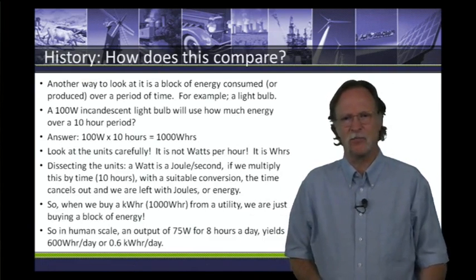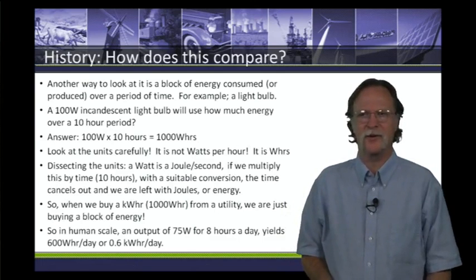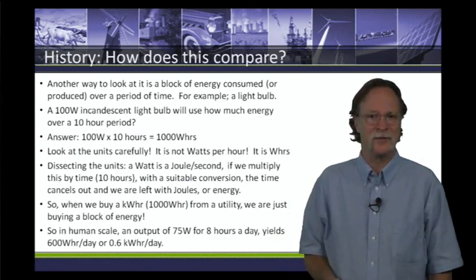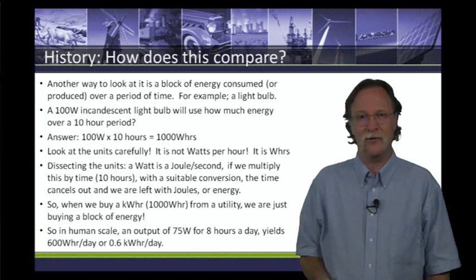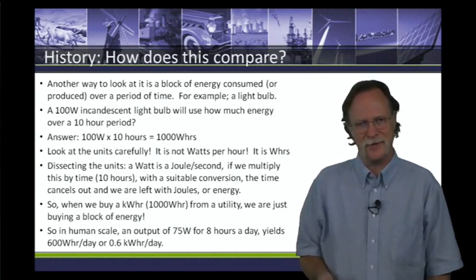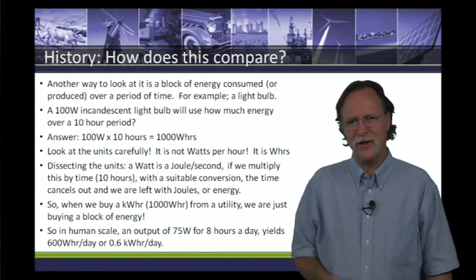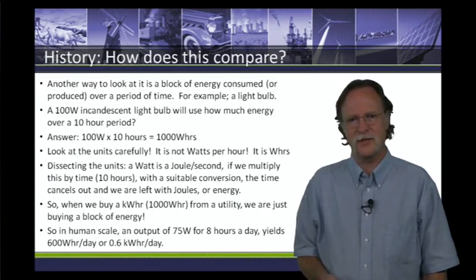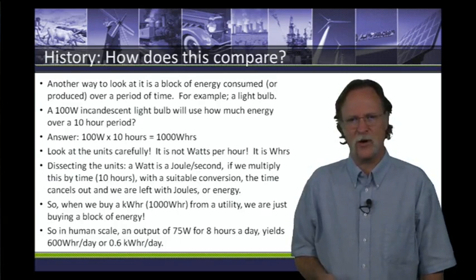Another way to look at this is a block of energy consumed over a period of time. It's sort of like a light bulb in your house. If I turn on a 100-watt incandescent, because we haven't changed over to energy-efficient light bulbs yet, that's another module, and run that for a 10-hour period, I can multiply that out. The answer is 100 watts times 10 hours is equal to 1,000 watt-hours.